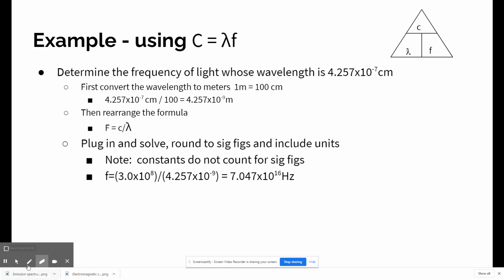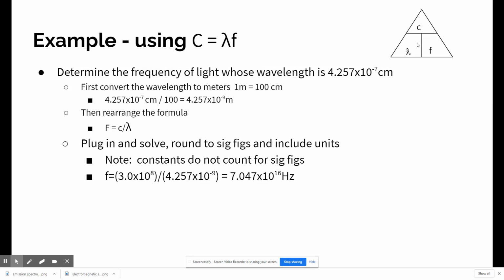So let's say I want to determine the frequency of light whose wavelength is 4.25 times 10 to the negative 7 centimeters. All right, so first off, wavelength in these kinds of equations needs to be expressed in meters. So I would need to convert this to meters. There are 100 centimeters in a meter, so I would divide my centimeters by 100 to make it into meters. So this would be 4.257 times 10 to the negative 9 meters.